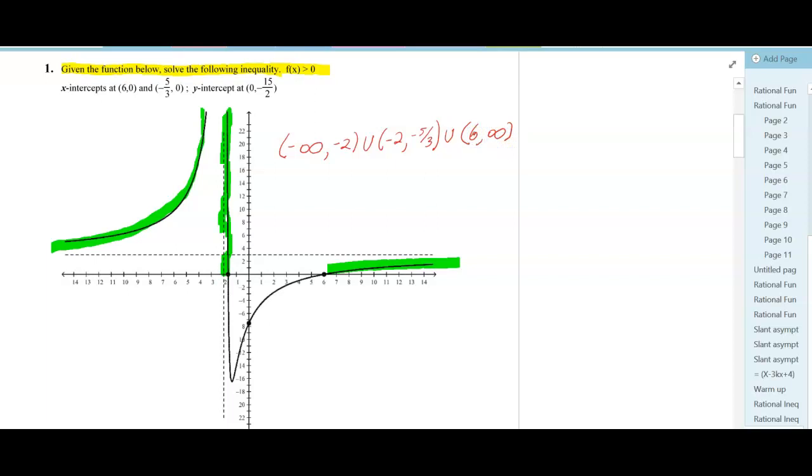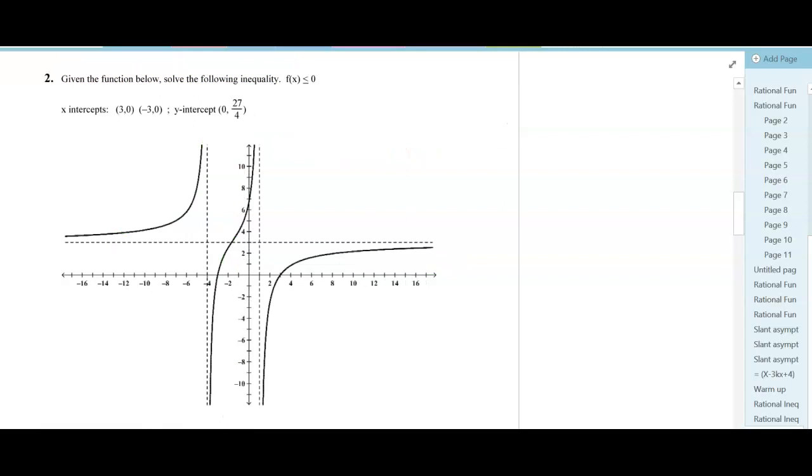Let's take a look at problem number 2. For problem number 2, we're looking to solve this inequality when f of x is less than or equal to 0. So now we're going to look when the graph is below the x-axis, which is this highlighted blue part. Since it's less than or equal, we now can include the x-intercepts. So when is this function below the x-axis?